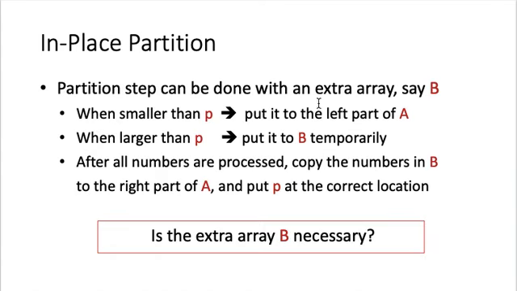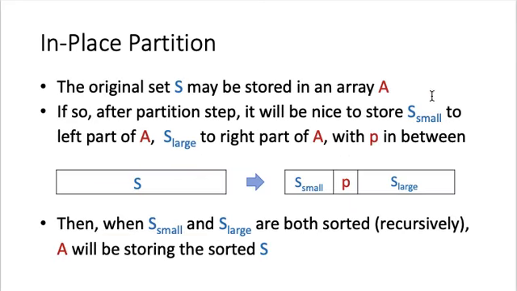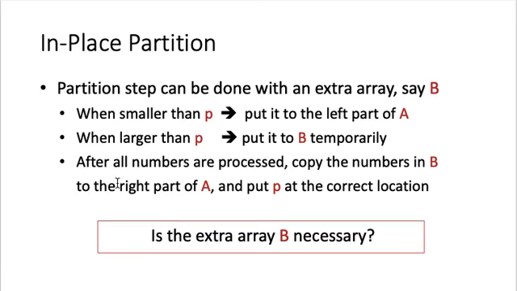Now, the partition step can be done by using an extra array, let's call it B, to help us. So how do we do the partition? We get S, we get an item P. We are going to look at the items of S one by one. If it is smaller than P, then good, we put it to the left part of A. But when the item that we see is larger than P, then we will put it to B temporarily.